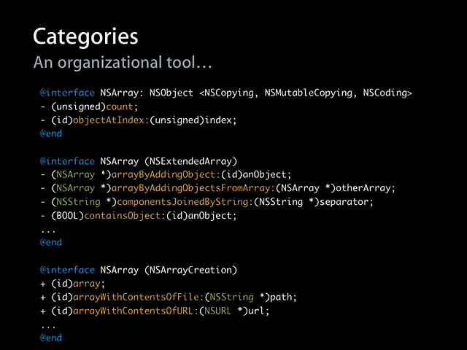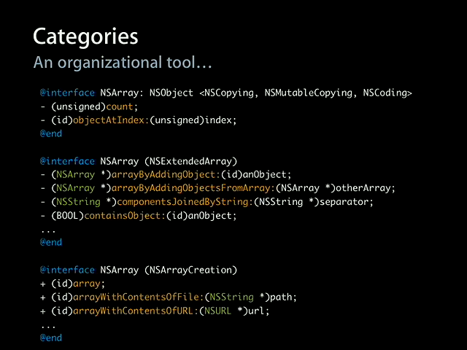Now, categories, on the other hand, they're sort of an informal protocol that can fulfill three roles. We can use them as an organizational tool. I think you may have seen in some languages where there's not organizational tools like this, the interface for a class can get really huge. Well, we can use a category to break up the interface. For example, this is the NSArray's interface.